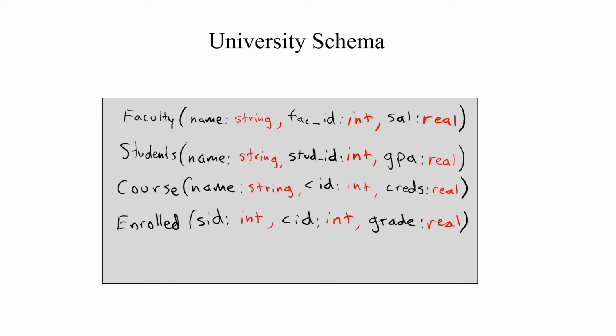Alright, so now we have a pretty decent schema to describe the entities and relationships in our university. Obviously, there is a lot to be desired. We could add some more relationships, we could add some more attributes to our existing relations, but hopefully this gives you a feel for how relations are designed.